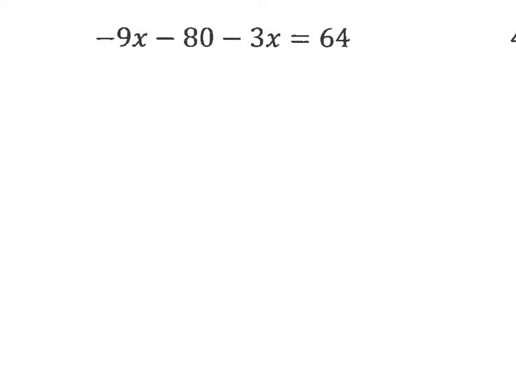Okay, let's look at our next example. I have negative 9x minus 80 minus 3x equals 64. What will be your first move here with this equation?